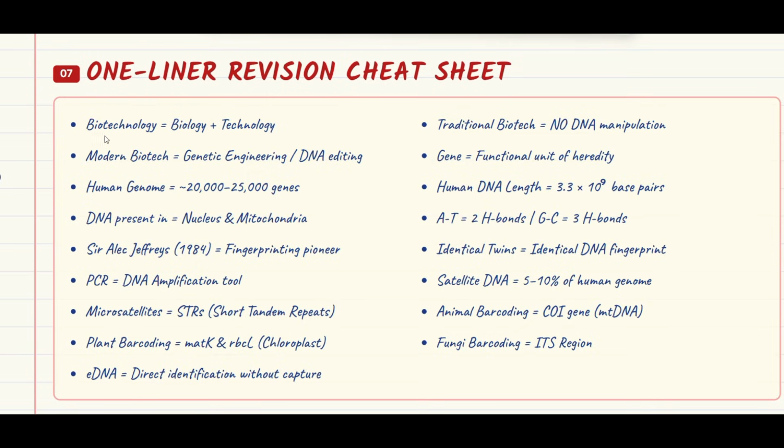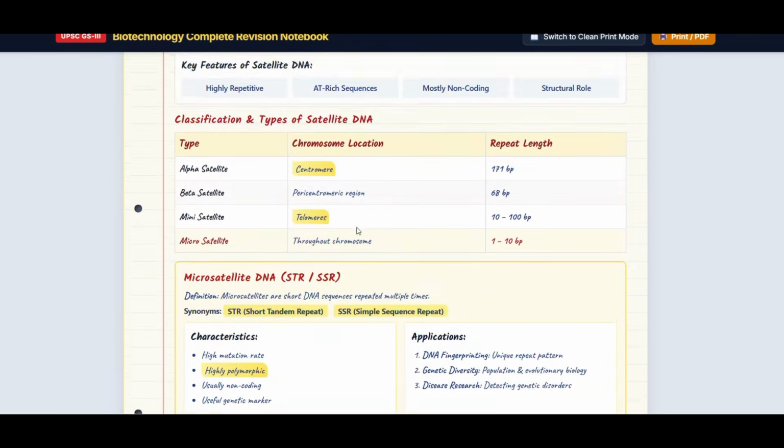Okay, let's go. Biotechnology is biology plus technology, right? And in modern biotech, genetic engineering and DNA editing are there. The human genome means 20,000 to 25,000 genes in human DNA, right? DNA is present in the nucleus and mitochondria for animals. Sir Alec Jeffreys, 1984, founded DNA fingerprinting. Okay, PCR, polymerase... sorry, I forgot its name.